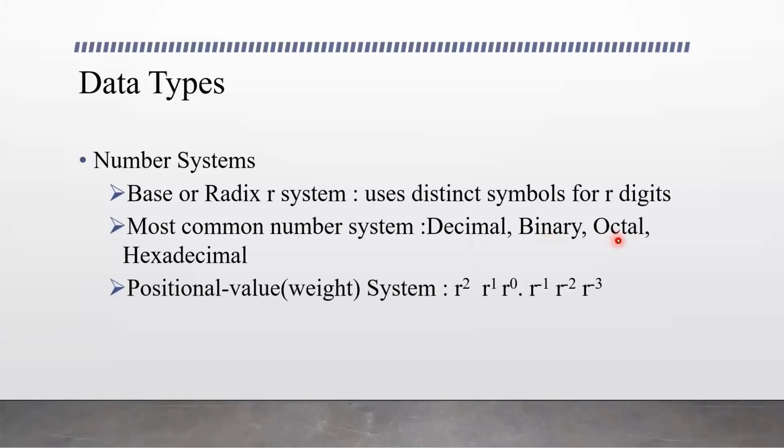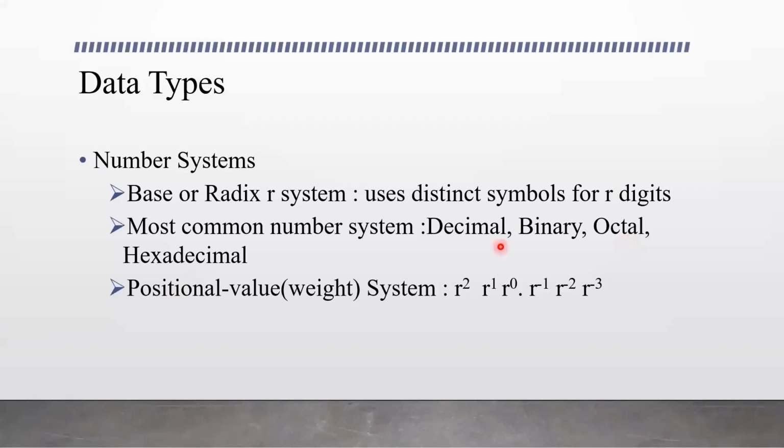Octal and hexadecimal we don't generally use now. The octal number system was used earlier in mainframe computers as input data, and hexadecimal is used even today in microcomputers and microprocessors, which take hexadecimal numbers as input data. All these different number systems take different forms.